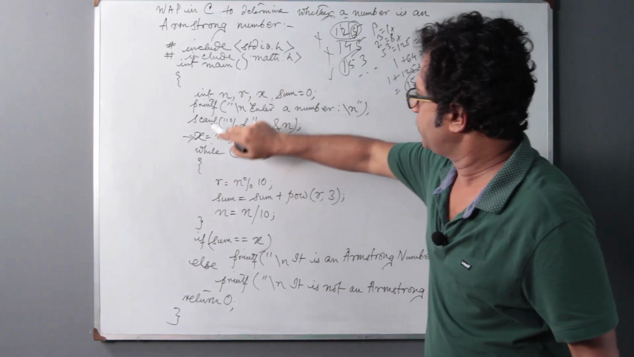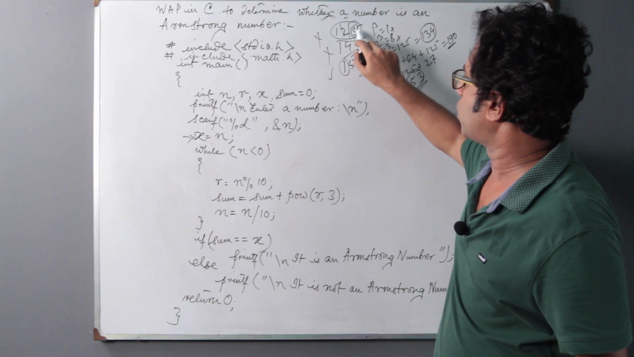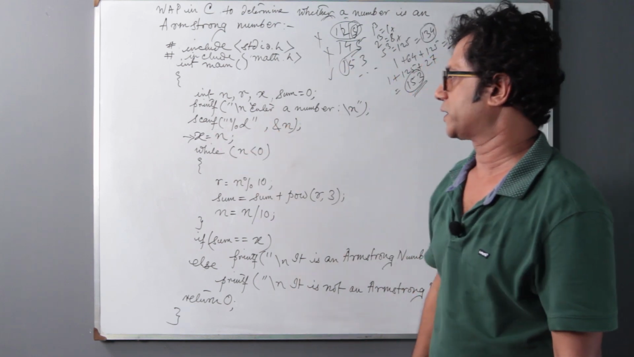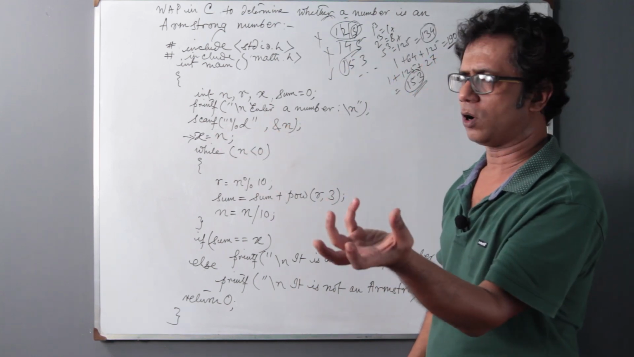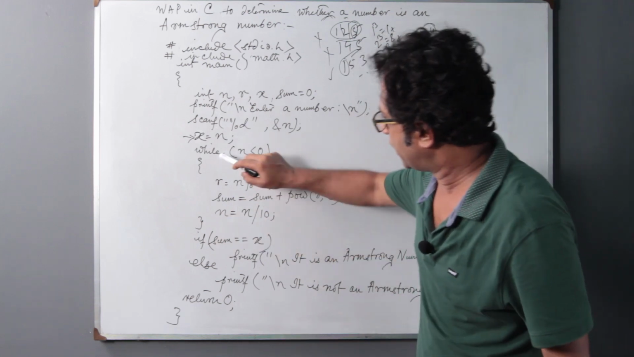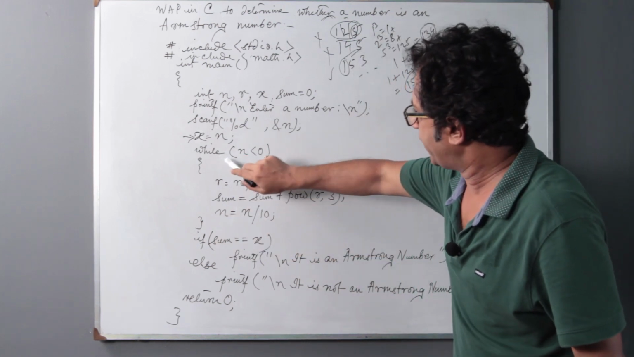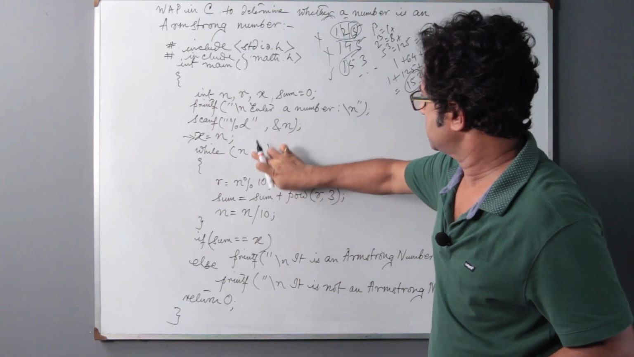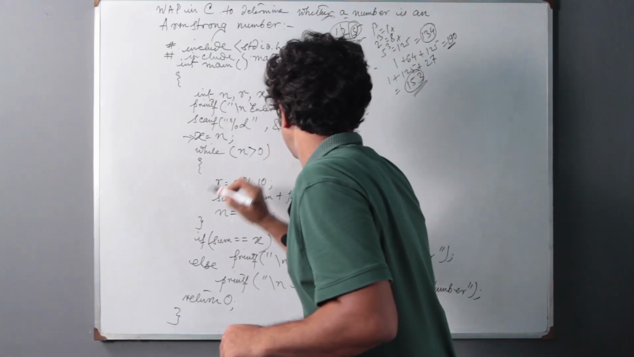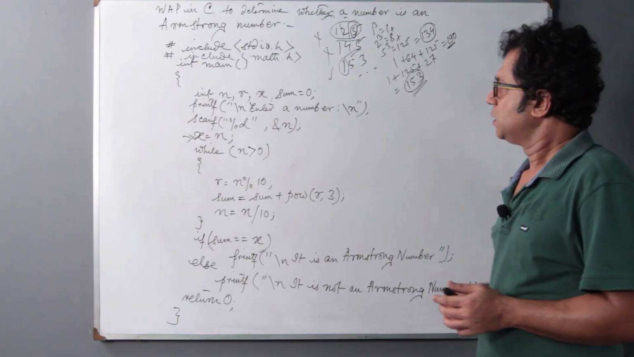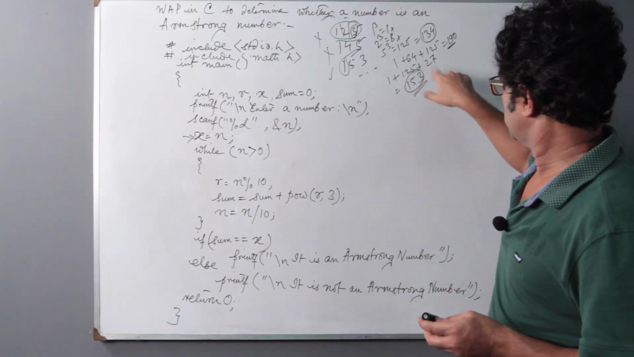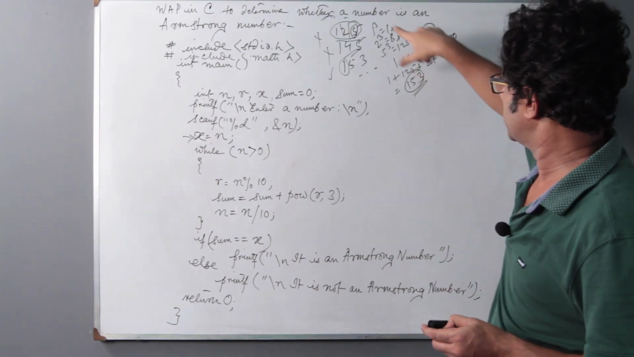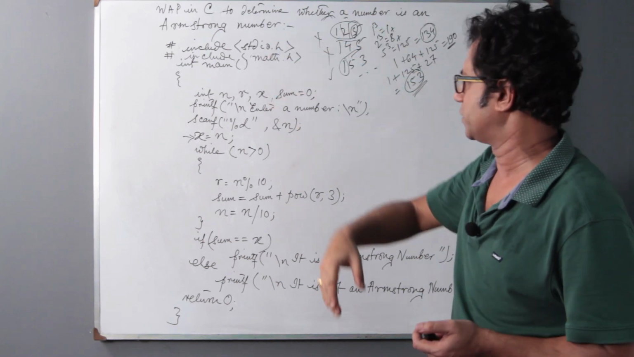Whatever the value of n, suppose the user gives 125, it will be stored in x. So x will take up the original value of n. Now the while loop is to be written like this: while n greater than 0. So as we have got this Armstrong number logic, we now go towards the program execution part.